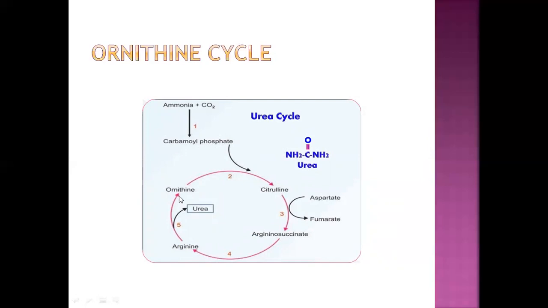And the product after arginine, if the cycle ends there, the end product will be urea. That is why the cycle is also called the urea cycle. At the end, the product formed is urea, but when urea does not form and the cycle goes on, the product becomes ornithine. So two products are there: the end product is urea and the recycled product is ornithine. These two names are given to the cycle on the basis of the product.